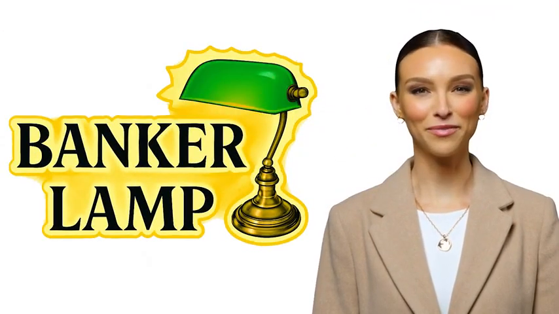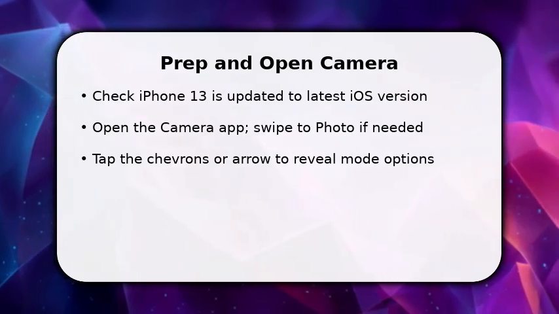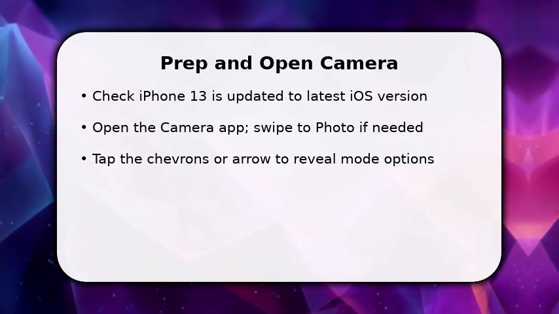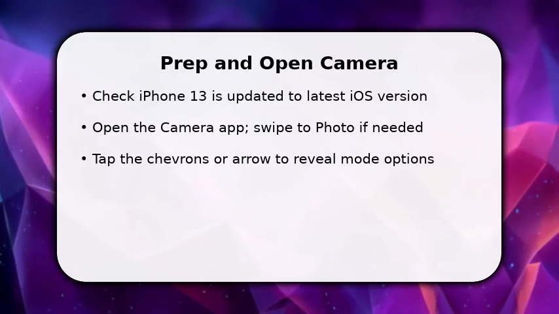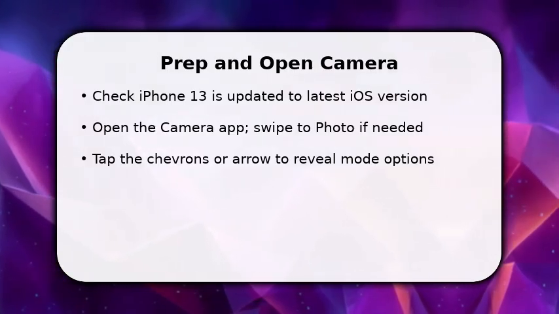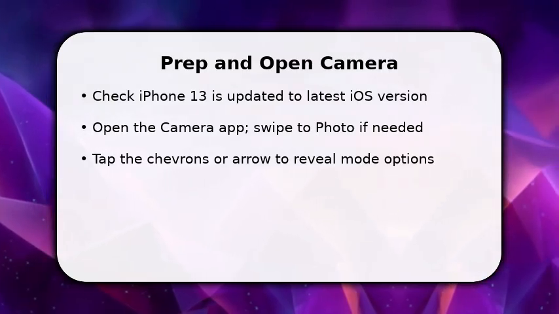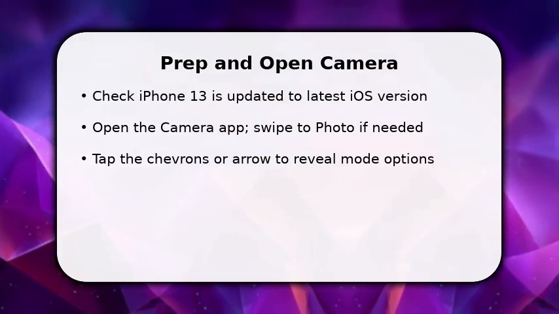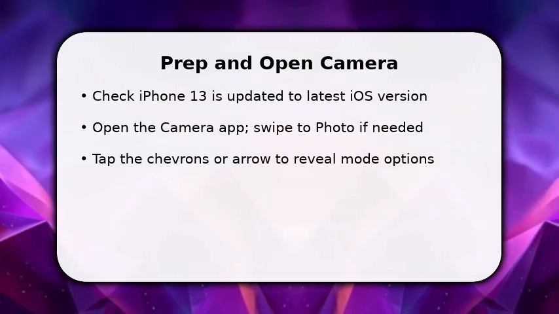Please enjoy the video. You start by confirming your iPhone 13 is up to date because action mode relies on system stabilization improvements. Once done, open the camera app and make sure you're in photo or video as a base. This primes the interface for mode selection. Next, tap the chevrons at the top or the arrow above the shutter so the mode drawer appears. This gets you into the controls quickly and ensures action mode is visible without extra navigation steps.